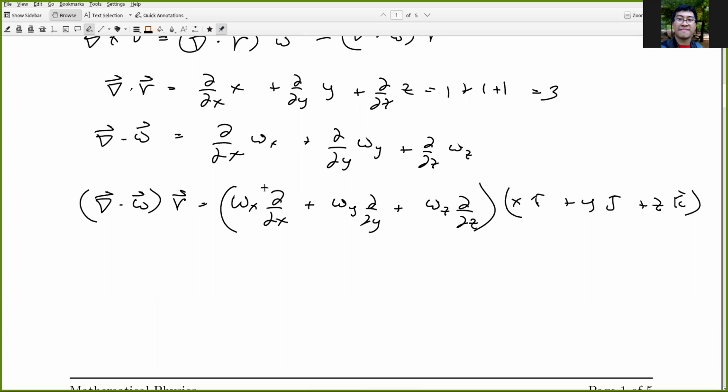For this term here, if this acts on this, the derivative with respect to x and this are both 0. So we are only left with this. You have omega x partial with respect to x of x. That's 1. We're left with i. Similarly here, this becomes 0, this becomes 1, this becomes 0. So you have omega y j, and this one omega z k, which is just omega.